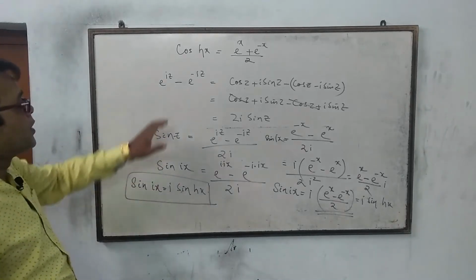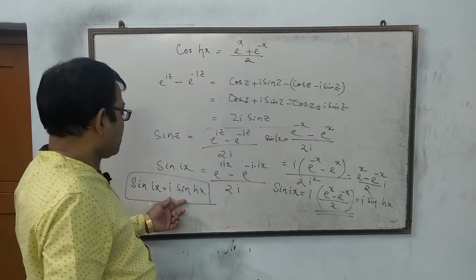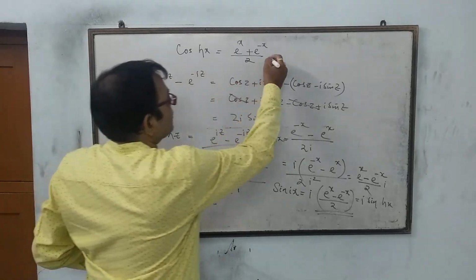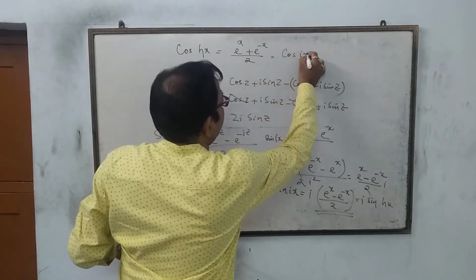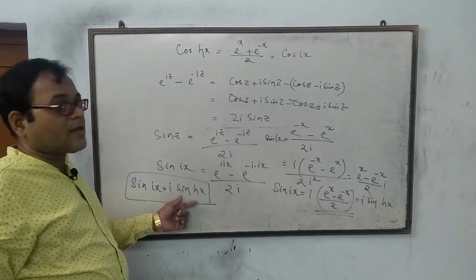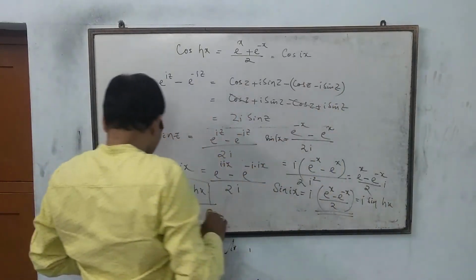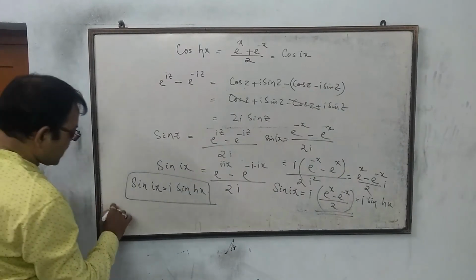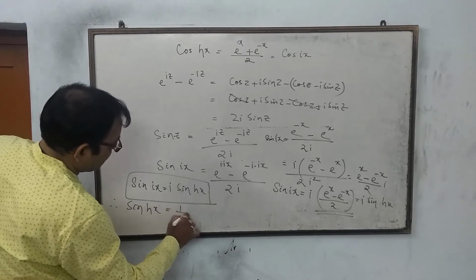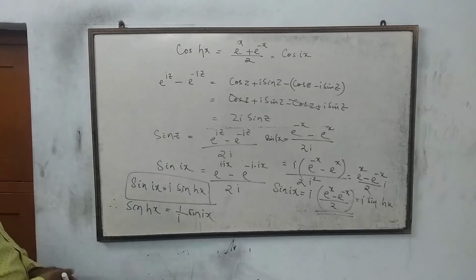You see, cosh x is free from i, whereas sin ix is with i, and this is your sinh x. You see, cosh x equal to this one. We can write it also as cos ix, what I have already taught. And similarly, sin ix can be written as i sinh x. Therefore, if we want to know what sinh x is, sinh x is equal to 1 by i sin ix. Pause the video, note it down.